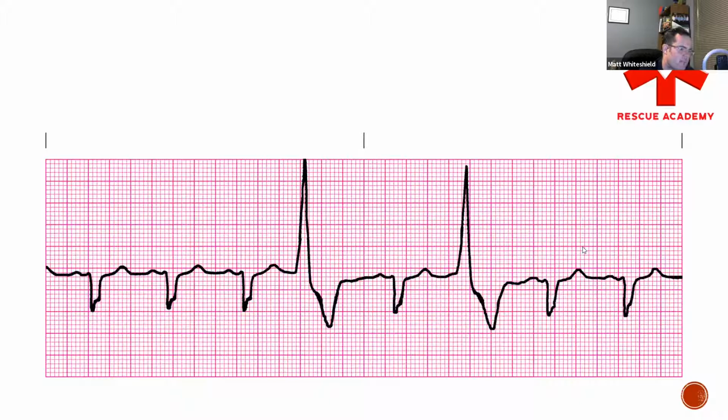Now be careful with this rhythm, and I'm going to tell you why. Some of you want to immediately say that this is, oh, well, it's bigeminal. Well, no, it's not bigeminal because we would have had PVCs here. We would have had PVCs over here on the other side, right?